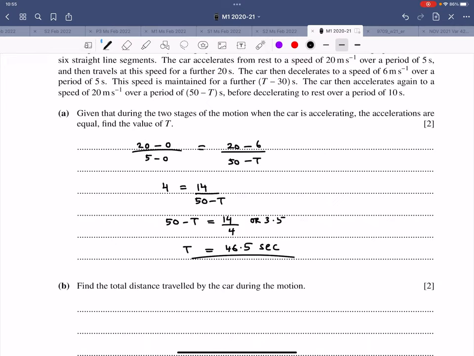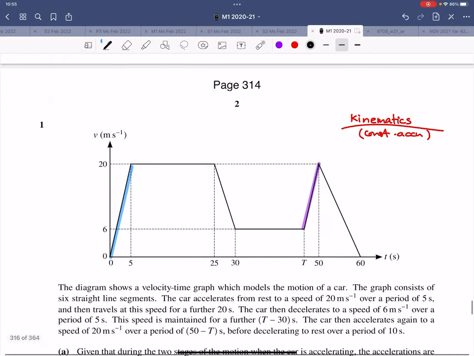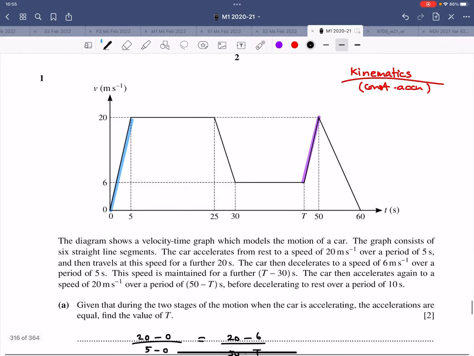Now, the total distance traveled, that is all these areas added together. So let me redraw it, relabel it. For this one, this is a triangle. That's the first one. I can actually take a trapezium also if I want to, but that's a trapezium plus a rectangle, so let's not go into that. This one from here to here, that is a rectangle. The third one is a trapezium. So this orange one is a trapezium.